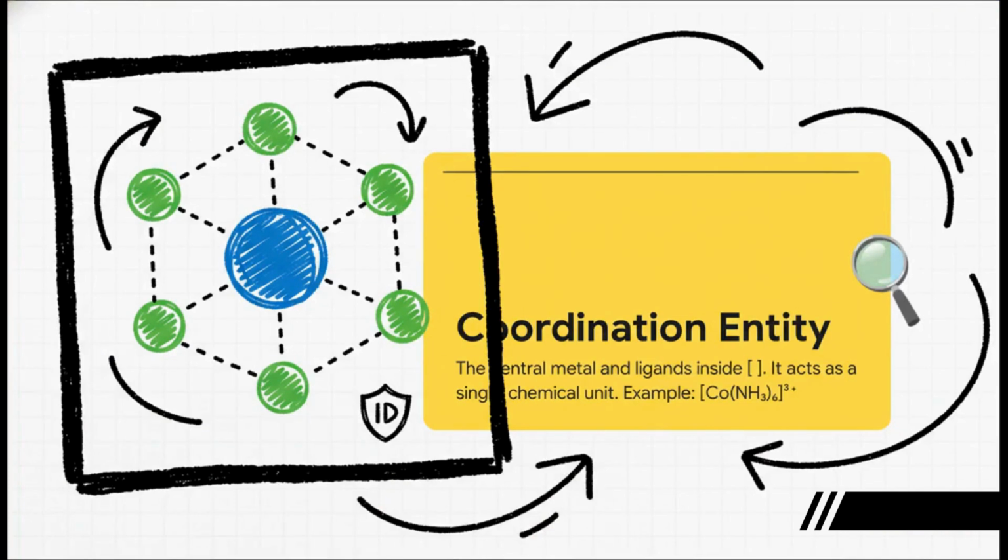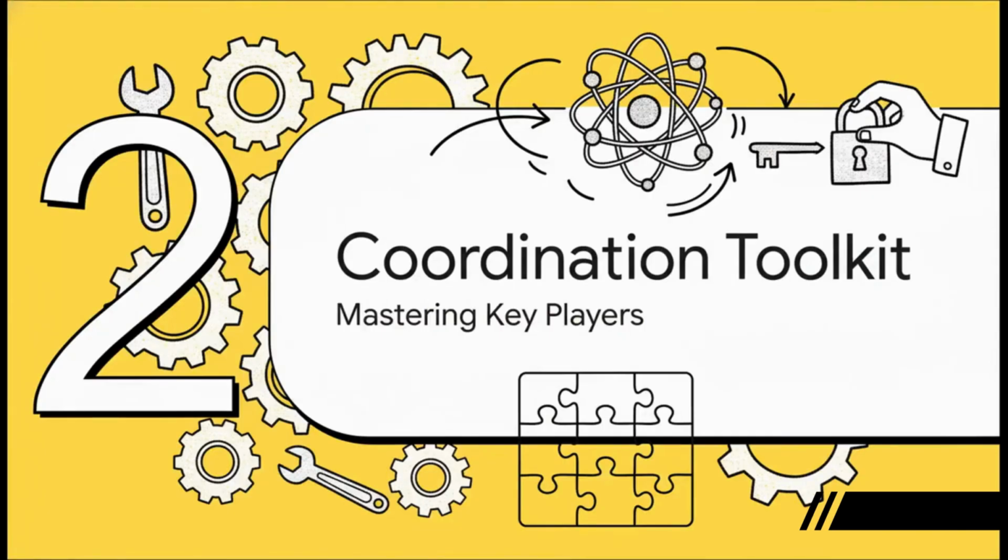All right, first things first, let's lock in a core rule. I want you to think of everything inside those square brackets as a team, a single, inseparable unit. It's called the coordination entity. In our example, the cobalt and its 6 ammonia buddies, they move as one. They react as one. They are one single chemical unit. This is non-negotiable.